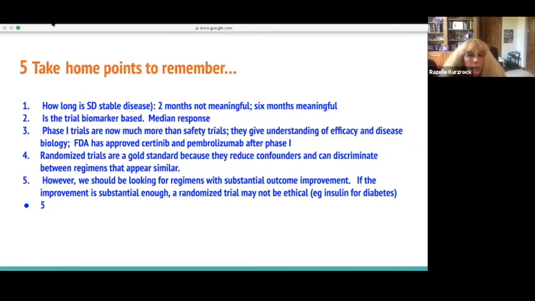What I'm leaving you with is that if we can't tell the difference between regimens, there's no way to do better than a randomized trial, but we should be aiming high for substantial improvement. And if we reach our goals, we may not need a randomized trial, or it may no longer be ethical.